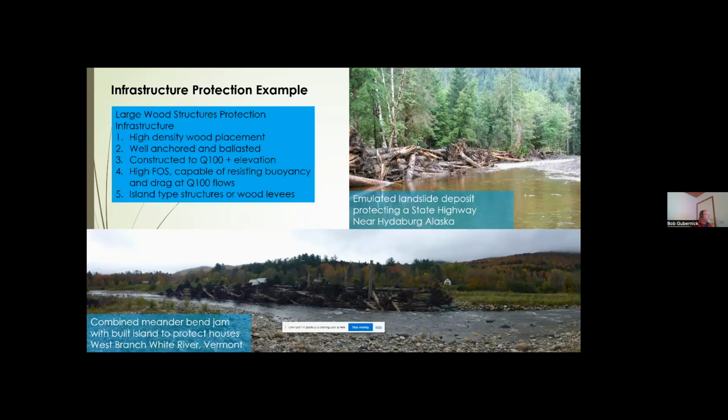In the bottom one, I built a meander bend jam with an island associated with it right behind there because it's very low-lying floodplain to protect several buildings that you can see behind the structure here. This is a panorama view, so it looks like the bend is going the opposite direction, but it's just a function of the panorama view of the photo. And this is essentially to stop the river from running right into the houses in back, because that's what it did during tropical storm Irene that happened before I built all these structures.